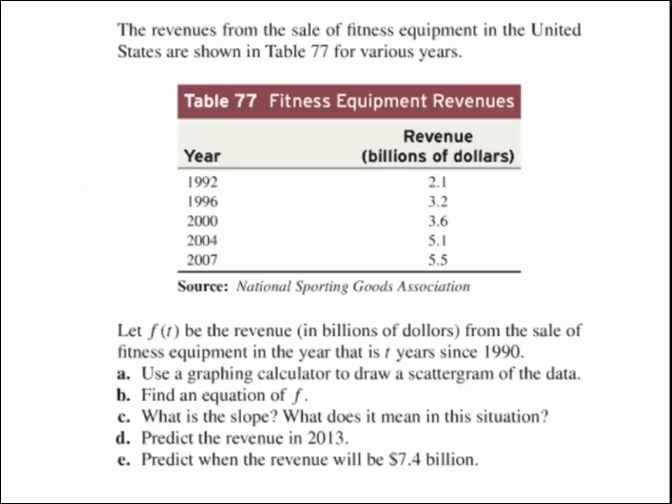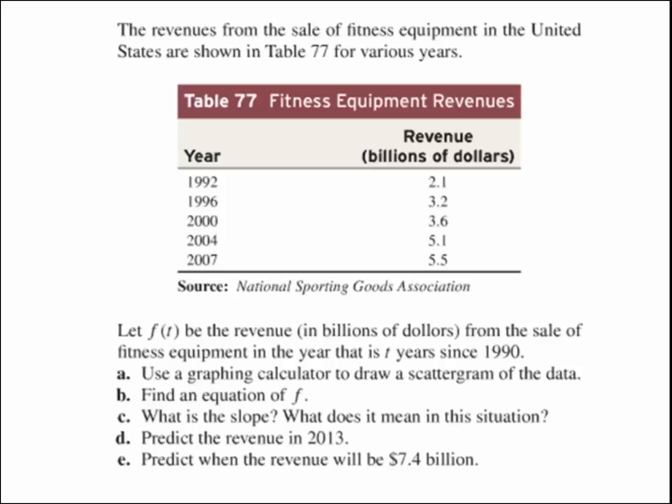The revenue from the sales of fitness equipment in the United States is shown in Table 77 for various years. Let F of T be the revenue in billions of dollars from the sales of fitness equipment in the year that is T years since 1990.